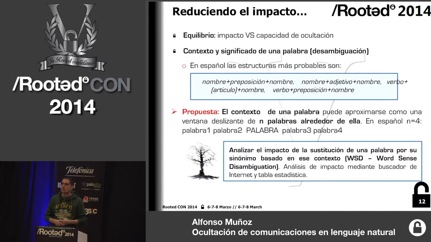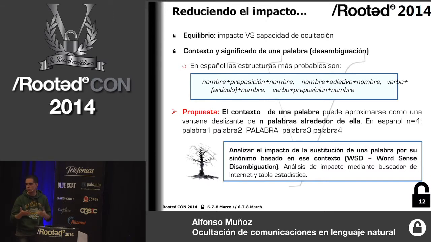In that sense, I decided to study the most likely structures in Spanish. You can see them on the screen. For instance, noun, preposition noun, noun, adjective noun, a number of structures. And then, also in other linguistic studies, I could see that the semantic value of a word within the text is related to the nearby words. So when you read a word, the 3 or 4 words around it, the context, is what actually gives you the highest amount of information.